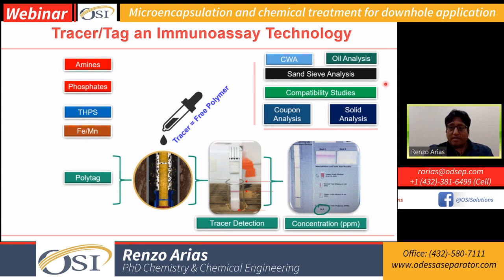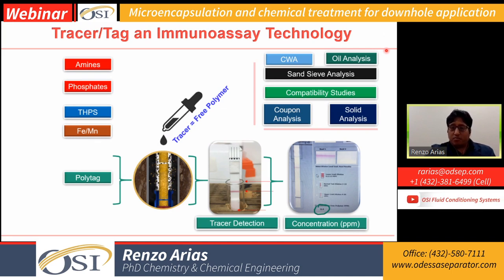So the major advantage of this tracer or polymer is that it uses immunoassay technology. Immunoassay technology basically allows you to determine minimum concentrations of the chemical. And in this case, an antibody targeting the polymer has been added, and that antibody can be detected easily. The other important advantage of this method is that it is not a colorimetric method. That means you can detect the polymer in any water condition. So that won't be a problem.